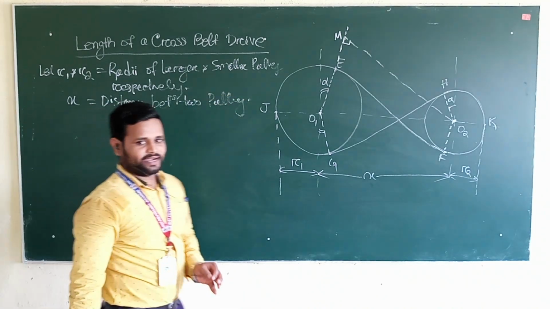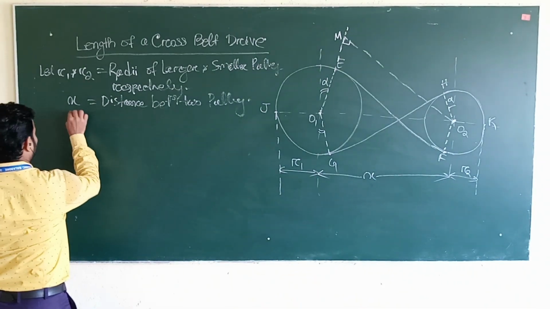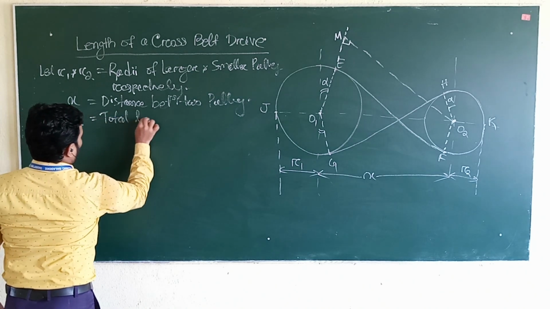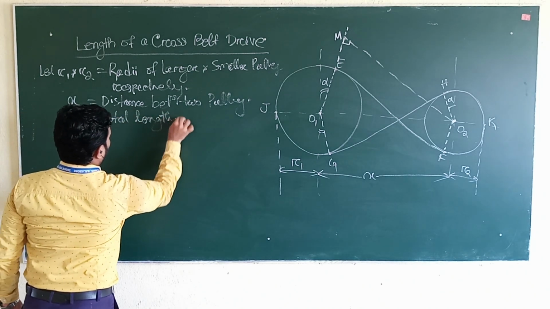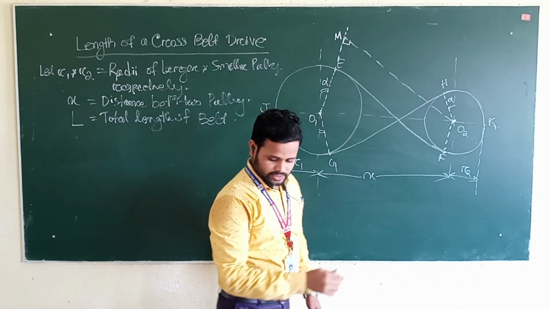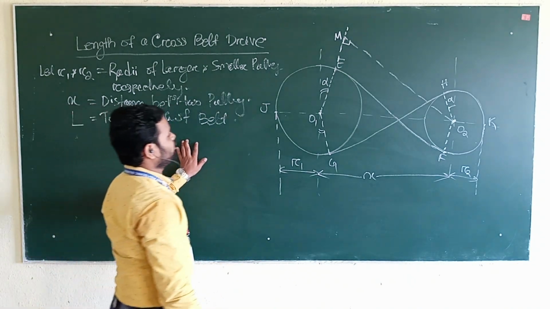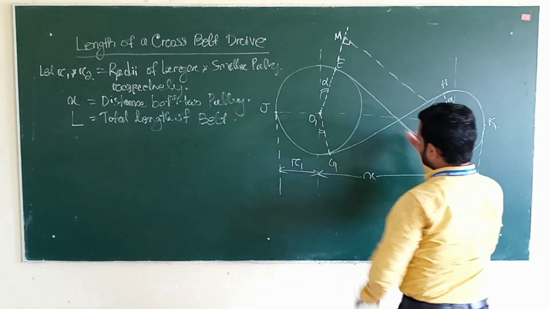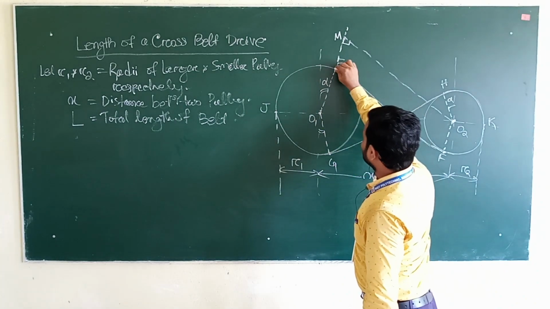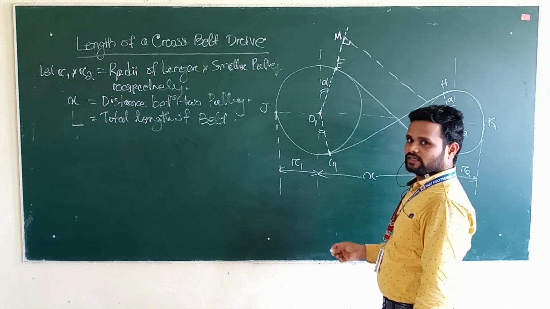Then we have to calculate the length of a cross belt drive. The total length we can say capital L. So capital L is equal to the total length of the belt. Here we will see the belt leaves the larger pulley. Here is the larger pulley. So the belt leaves the larger pulley at capital E and capital G.